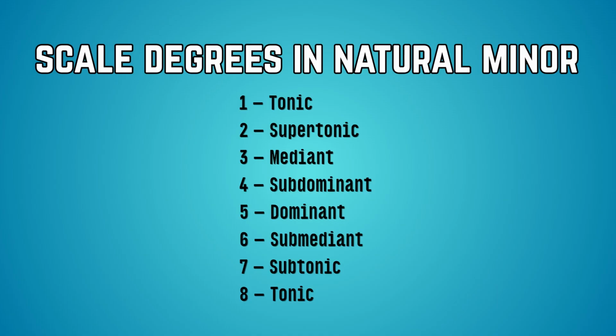The seventh degree of the natural minor scale is called the subtonic because it is a whole step below the tonic. Later, when we study the harmonic minor scale, we will raise the seventh note by a half step. That raised seventh note is then called the leading tone because it sits only one semitone below the tonic and strongly pulls upward toward it.